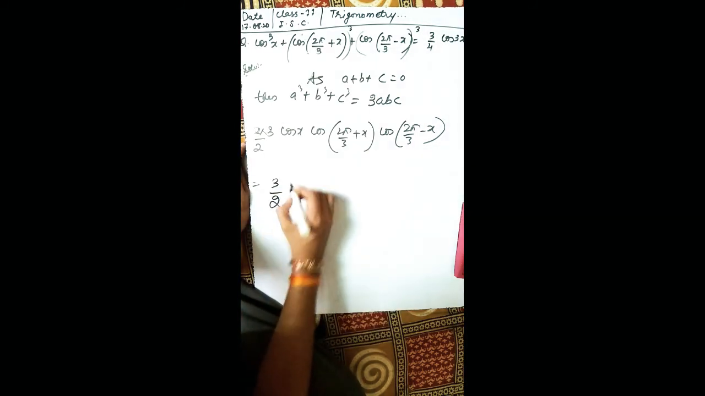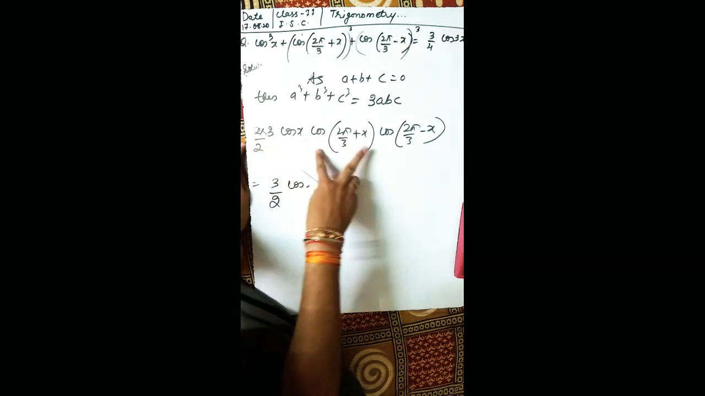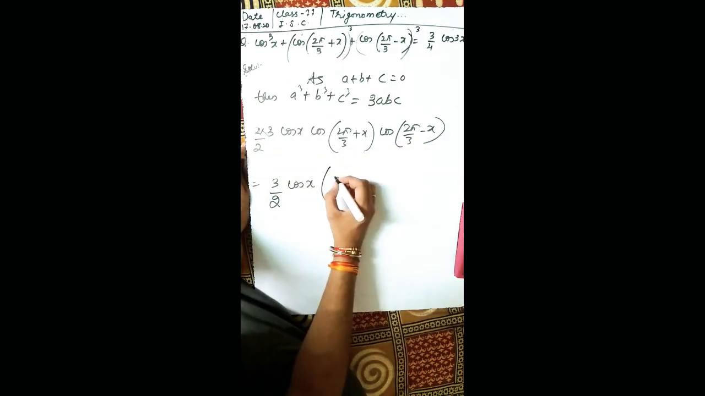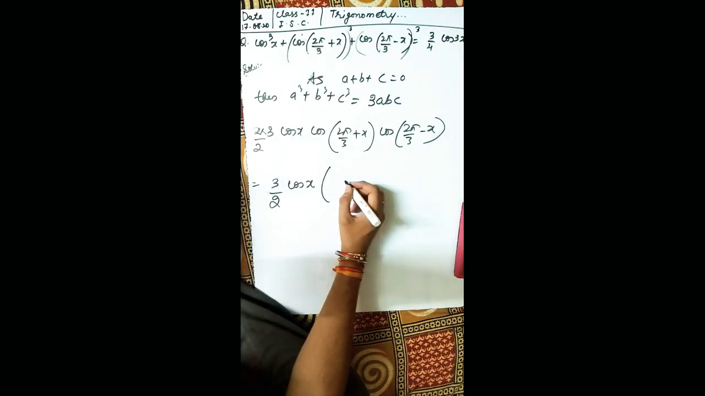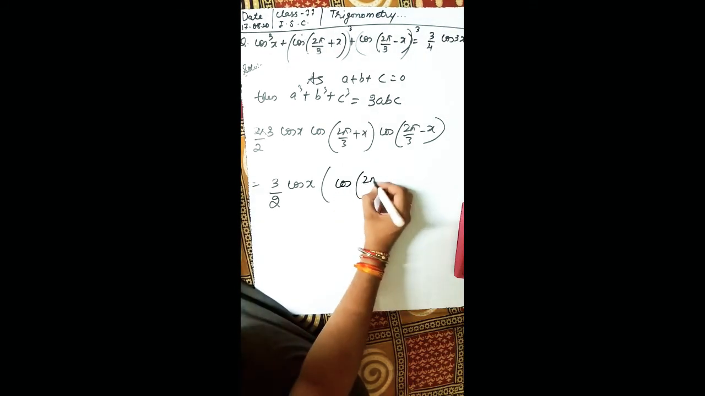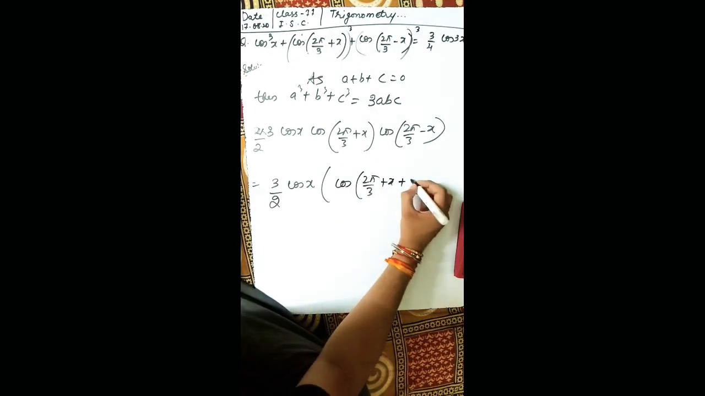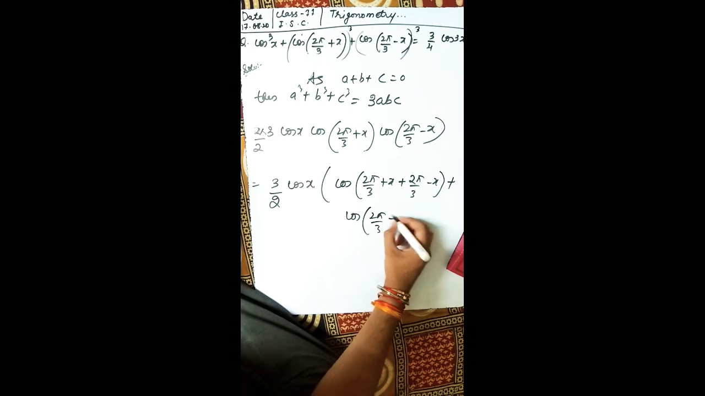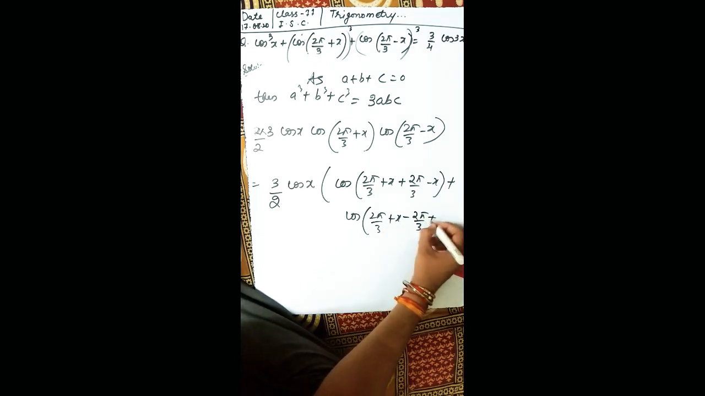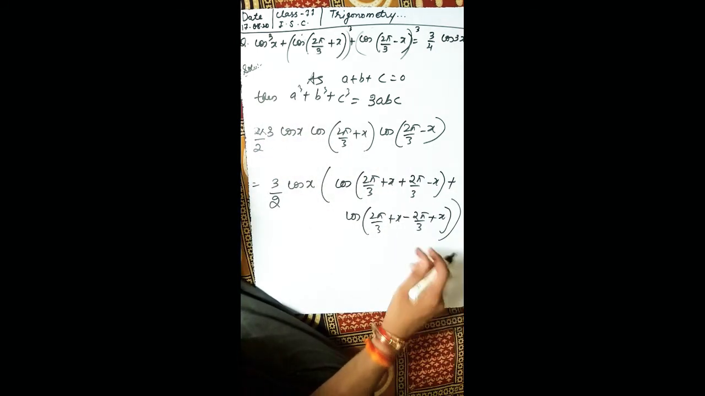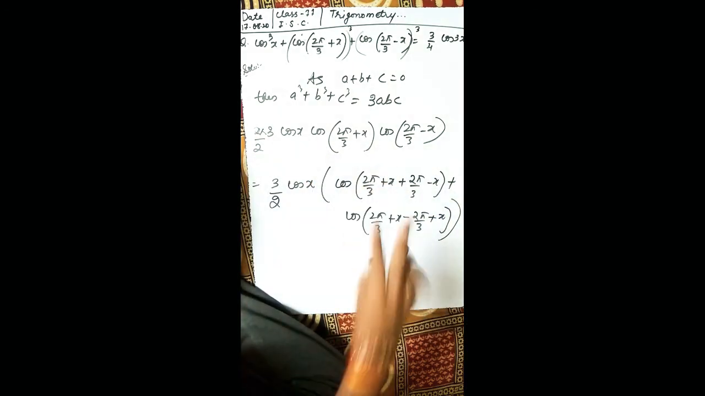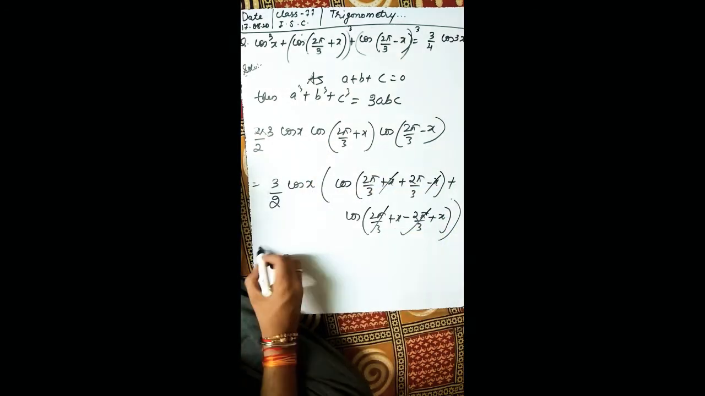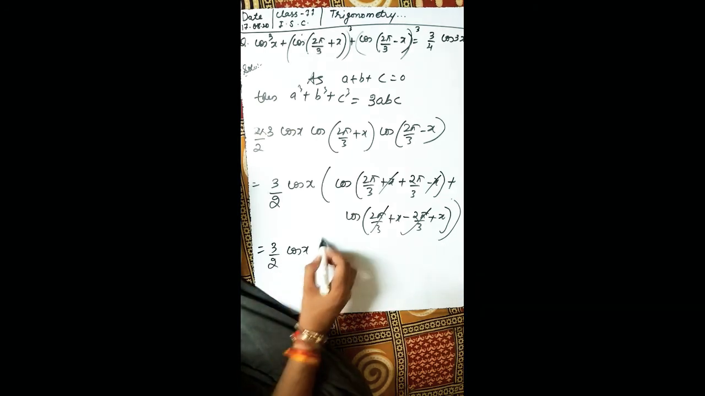So 3 by 2 cos x, and this 2 cos x cos y will give you, what is 2 cos x cos y? What is the identity of 2 cos x cos y? That is cos(x plus y) plus cos(x minus y). Okay, cos(x plus y) plus cos(x minus y) is 2 cos x cos y, I have used. So this you can cancel, and here this will be cancelled. 3 upon 2 cos x.